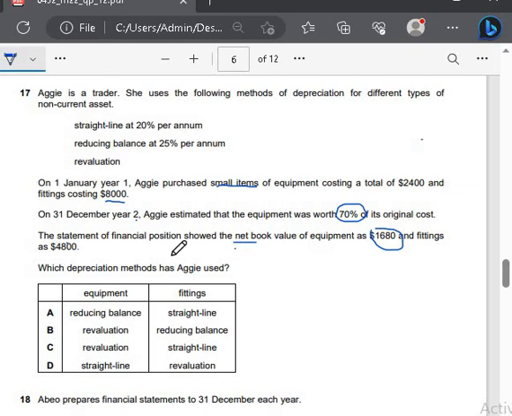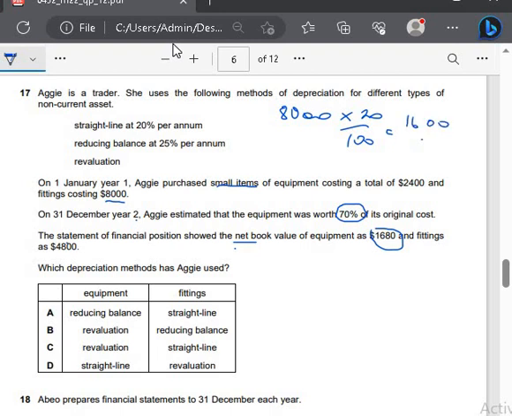All right. So, the fittings at 4,800. Let's see now which depreciation has been used for the fittings. It means we are now going to take the cost of 8,000, and we try with the straight line method of 20%, which will give us 1,600.